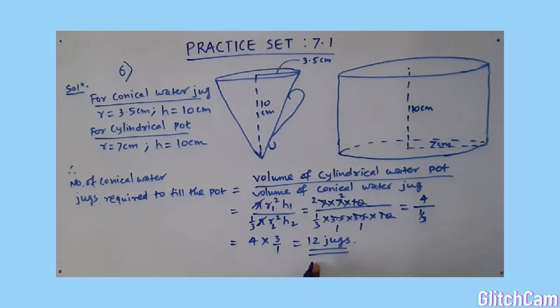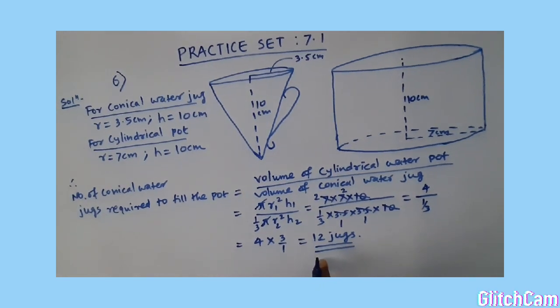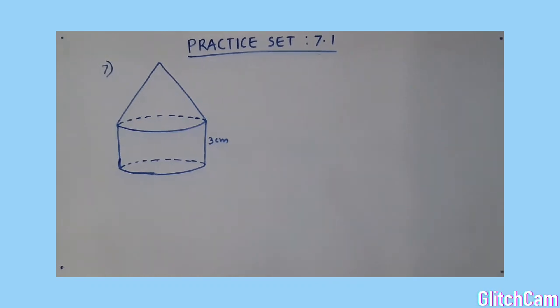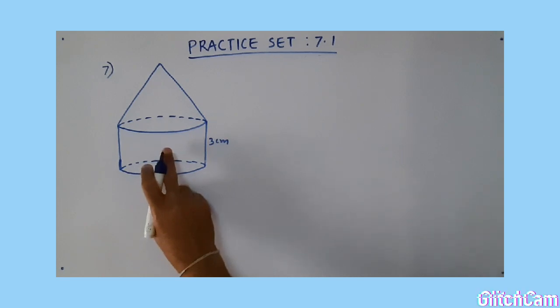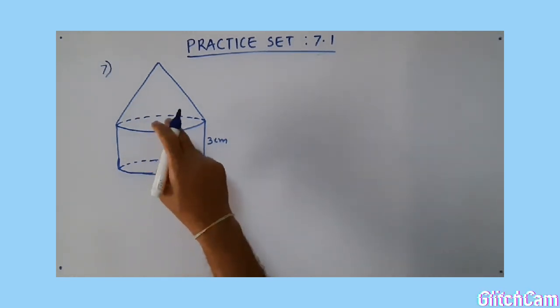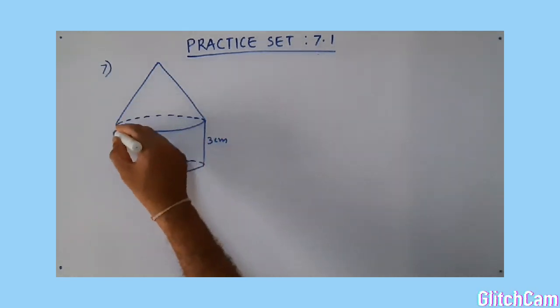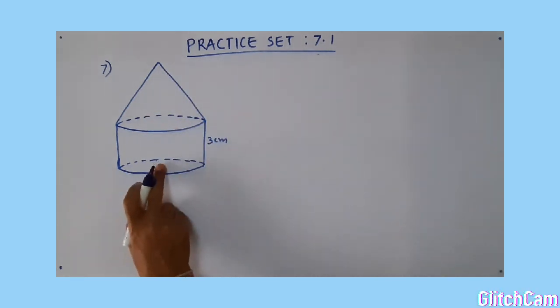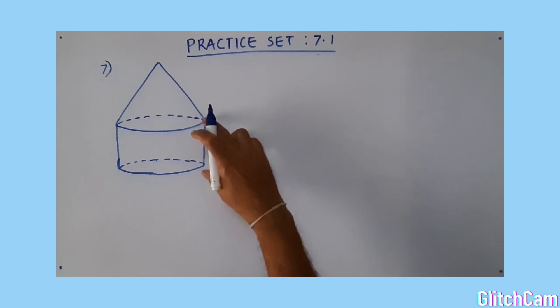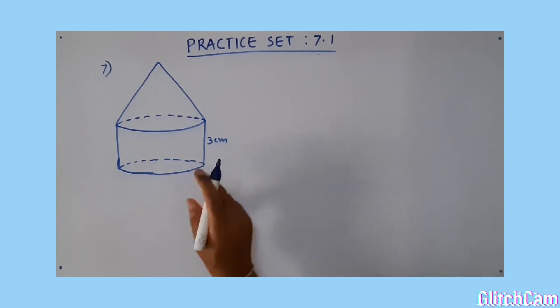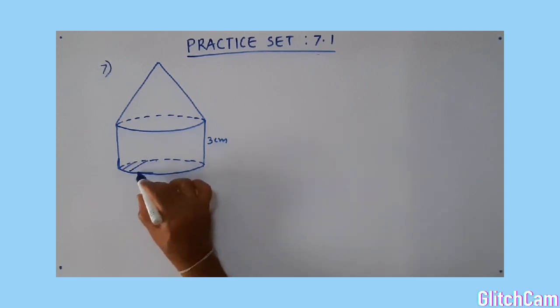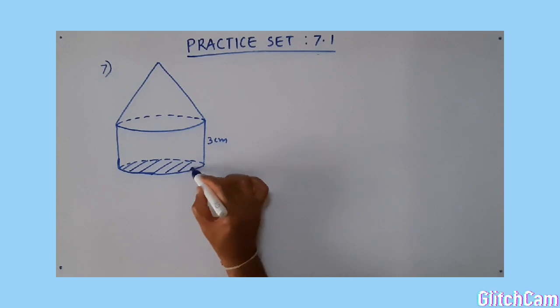Now we are moving to the next sum, a very important sum, the 7th sum. Students, I am reading the 7th sum. It says that a cylinder and a cone have equal bases. The base of the cone and the base of the cylinder are equal. The height of the cylinder is 3 centimeter, which I have written here. And the area of the base is 100 centimeter square. The area of the base of the cylinder is 100 centimeter square.